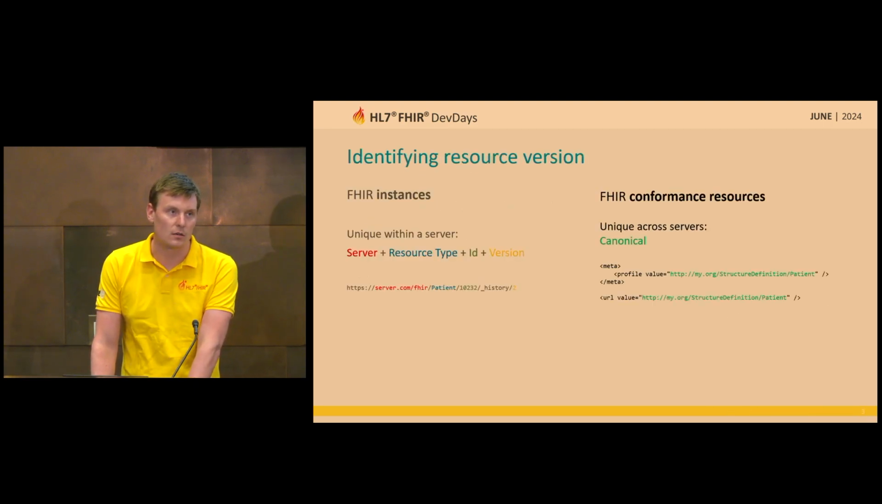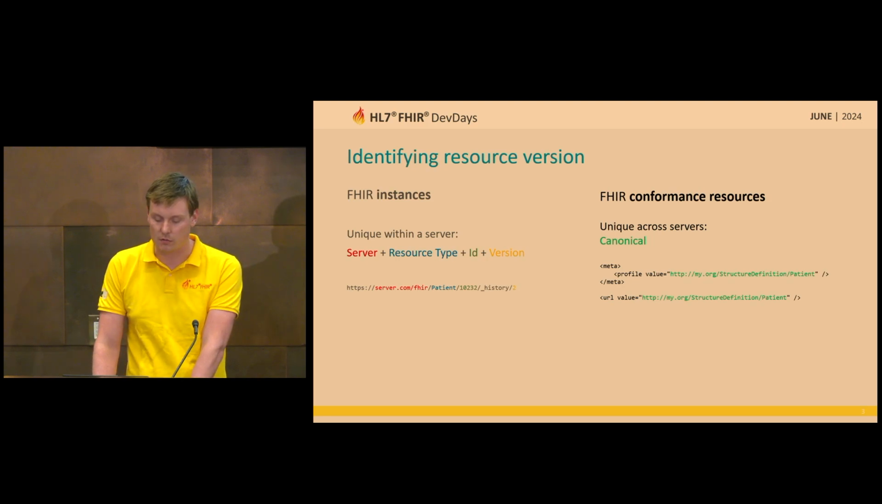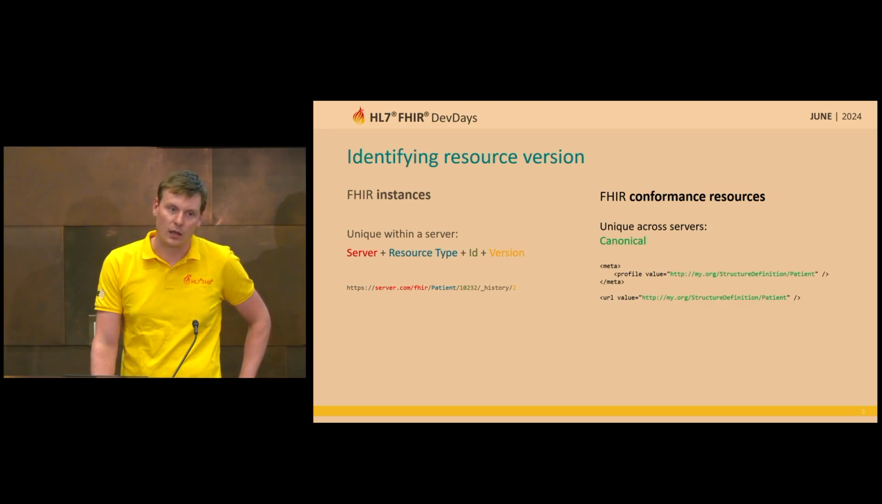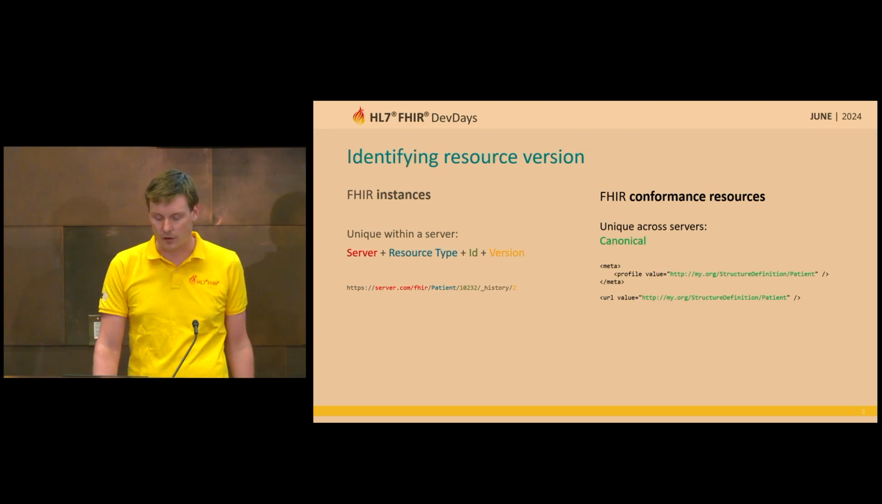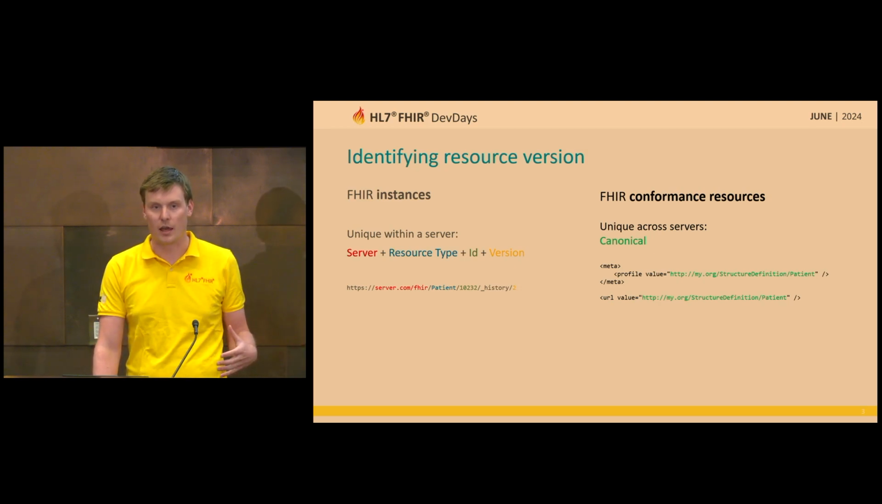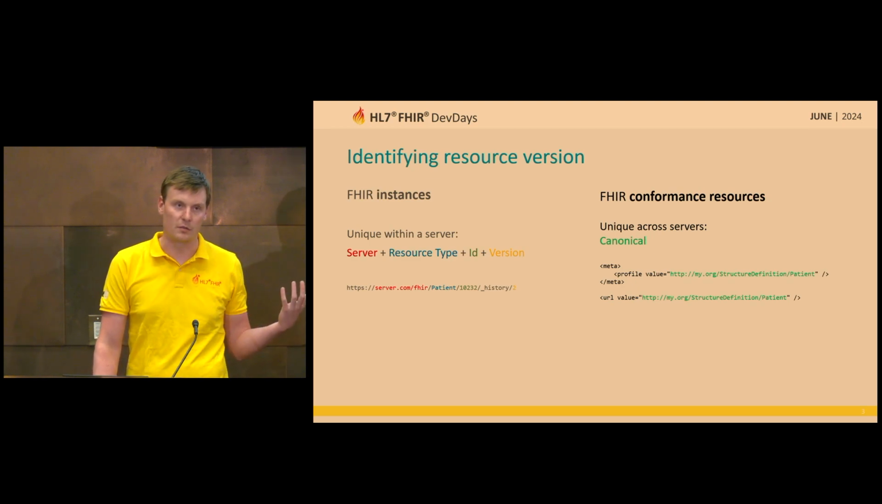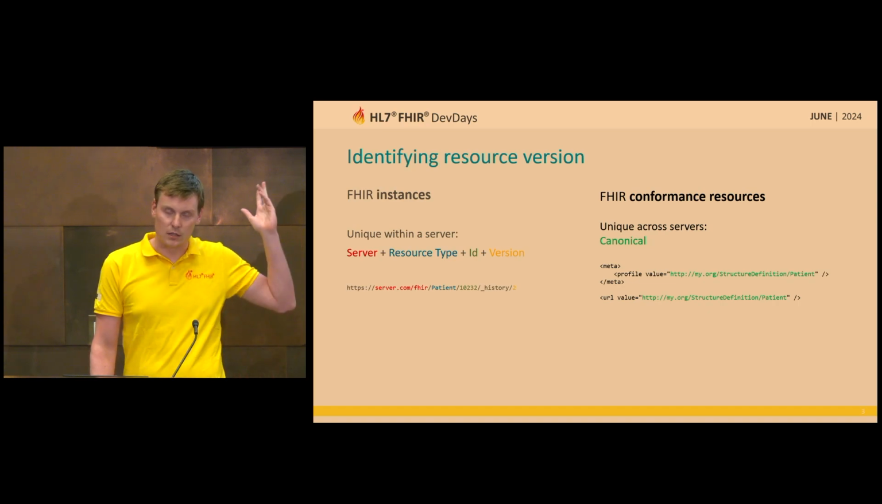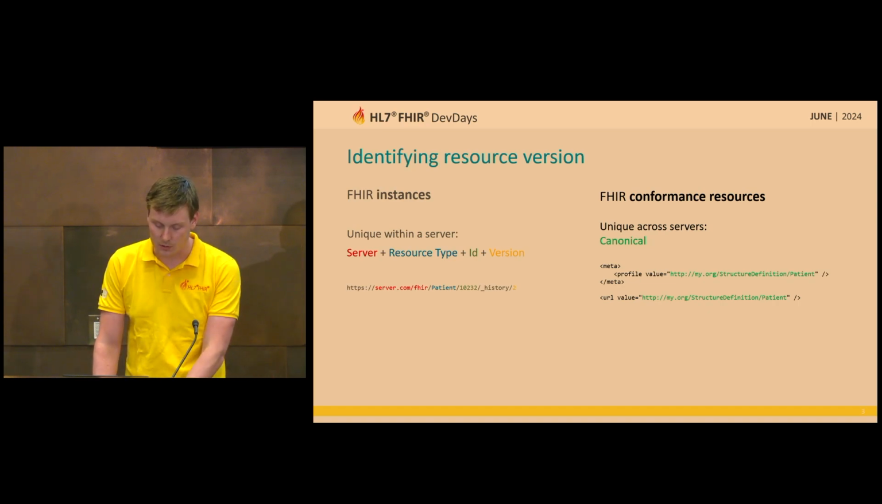So before we start talking about packages itself, we're going to talk about how to identify resources in FHIR. So you have your basic instances. Those are always identified with their location, right? So you have a server, you have a resource type, you have an ID, and you could even have a version history. So if you update a version, it will get the version updated. And you can see that on the left-hand side on the slide here, what it would look like.